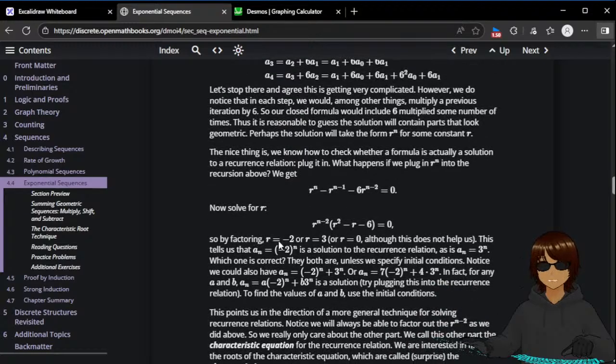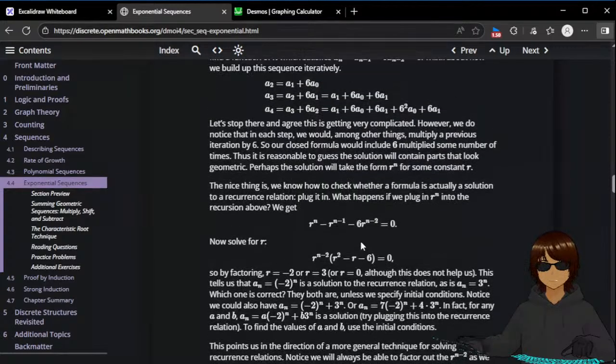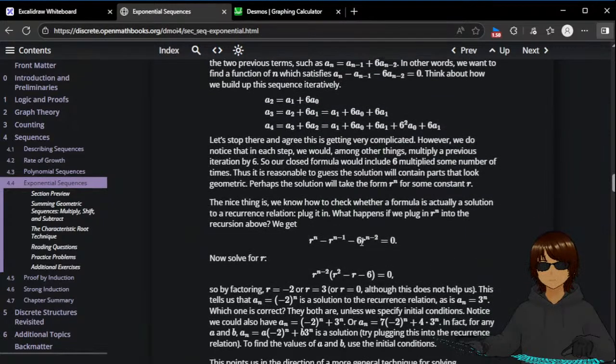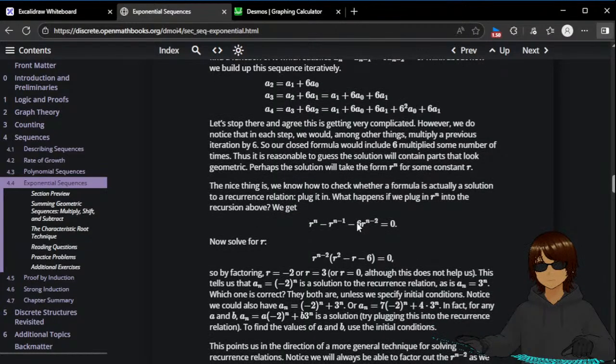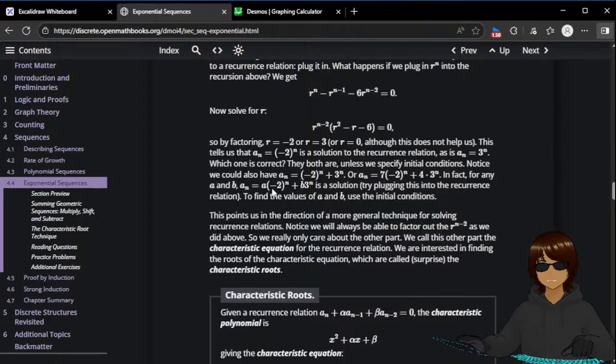They said factoring, r is -2 or r is 3, right? Okay. In fact, for any a and b, a_n is equal to a times (-2) to the power of n plus b times 3 to the power of n is a solution. To find the values of a and b, use the initial conditions.